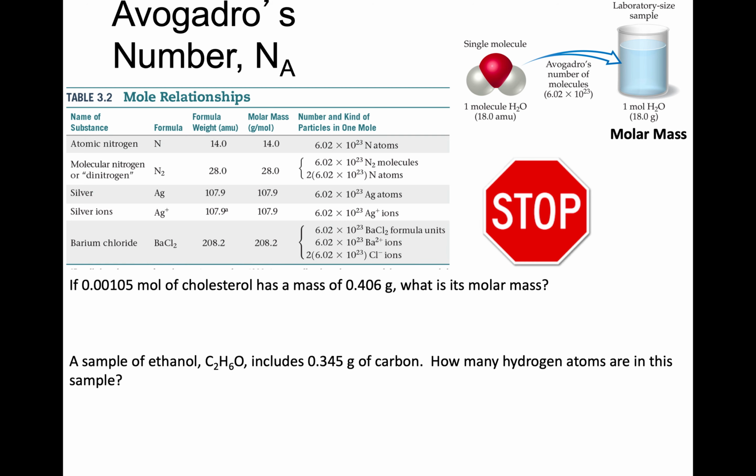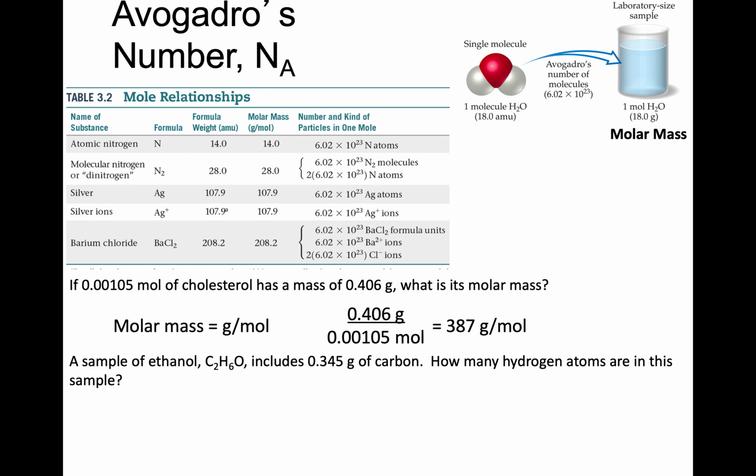Grab a calculator, stop the video, see if you can answer these two. For the first one, I think it's a simple proportion. Molar mass is what I'm trying to find out. Molar mass is grams per mole. Within the question, I have a certain number of grams, a certain number of moles. The definition of molar mass is a certain number of grams per mole, so we can just do that calculation.